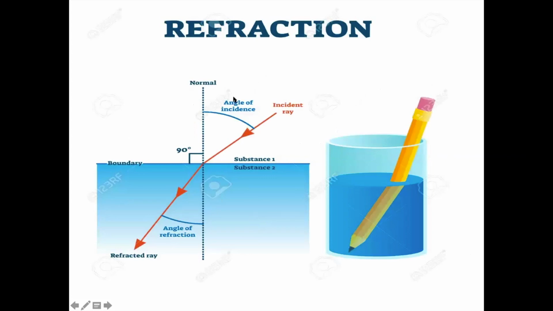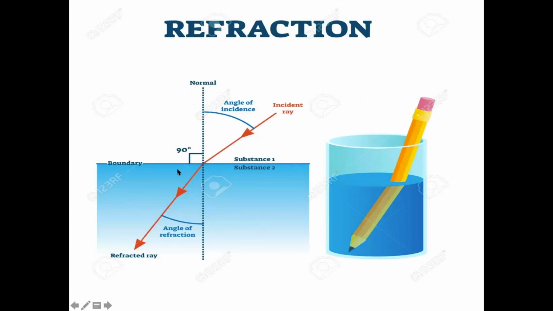So let us learn about this ray of light that is falling at a point. This is a point of incidence. At the point of incidence, this is the surface of another medium, a change in medium. This is substance number 1. This is substance number 2. Let me take this as air and this as water. And this is the point of incidence because at this point the incident ray is falling.